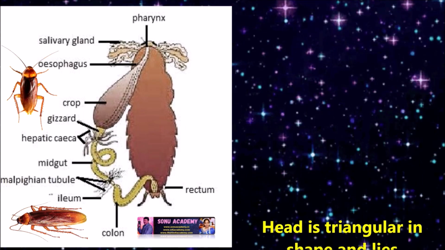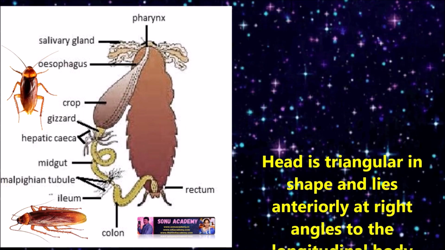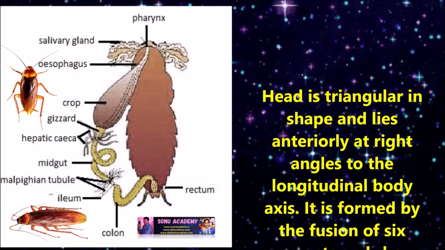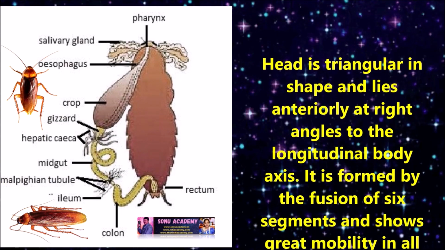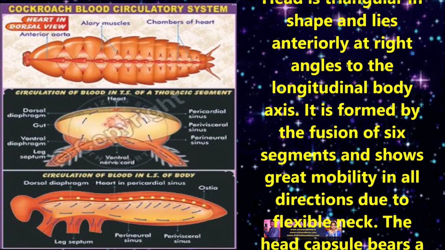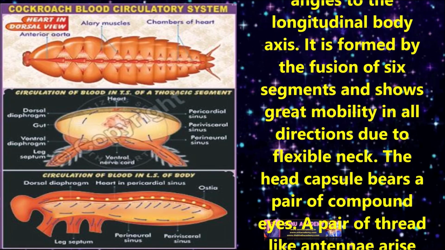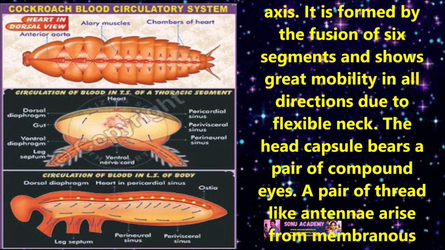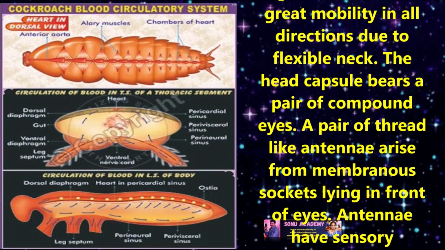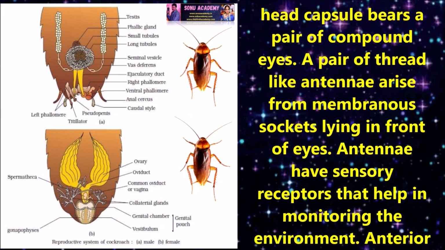The head is triangular in shape and lies anteriorly at right angles to the longitudinal body axis. It is formed by the fusion of 6 segments and shows great mobility in all directions due to the flexibility of the neck. The head capsule bears a pair of compound eyes. A pair of thread-like antennae arises from membranous sockets lying in front of the eyes. Antennae have sensory receptors that help in monitoring the environment.